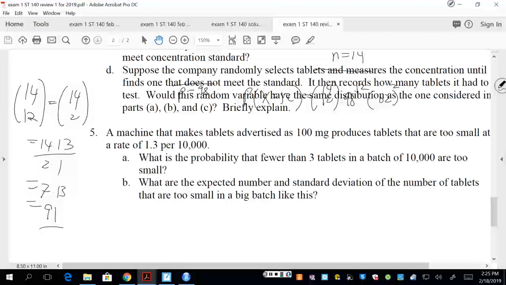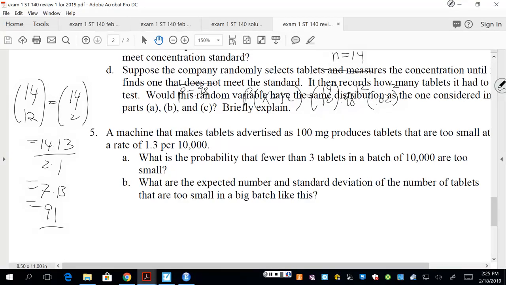Right. This one, a machine makes tablets. They're too small at a rate of 1.3 per 10,000. What's the probability of fewer than 3? So it has a rate there, so it's Poisson. And fewer than 3 is 0, 1, 2. Right, 2 or less. So calculating those.